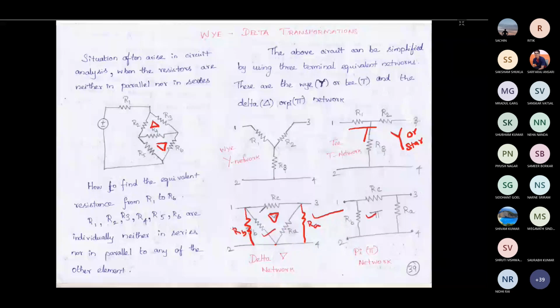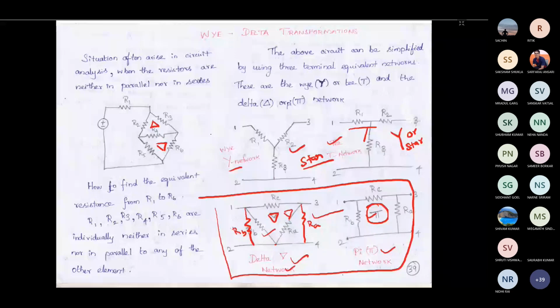So this is called a delta network. This is called a pi network. So pi network and delta network are the same. Y network, T network, star connection or Y connection, everything is the same. Y, T or star, or delta or pi. So this is one combination and this is one combination.